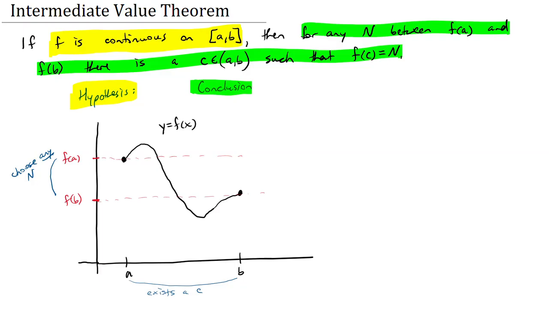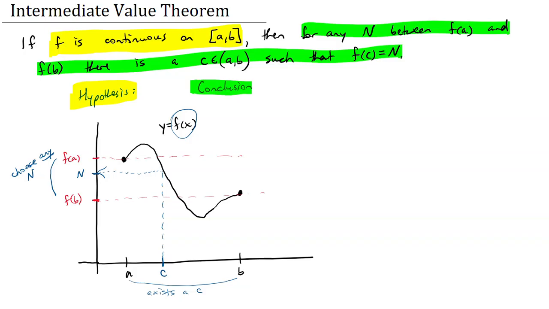We'll use blue here. So let's say we pick this n value right here. I can pick any n that I want. The theorem says I should be able to find a C between A and B such that if I input that C value to my function, it gives me the output of the n that I chose. And we can see that that's true. F of C equals n.